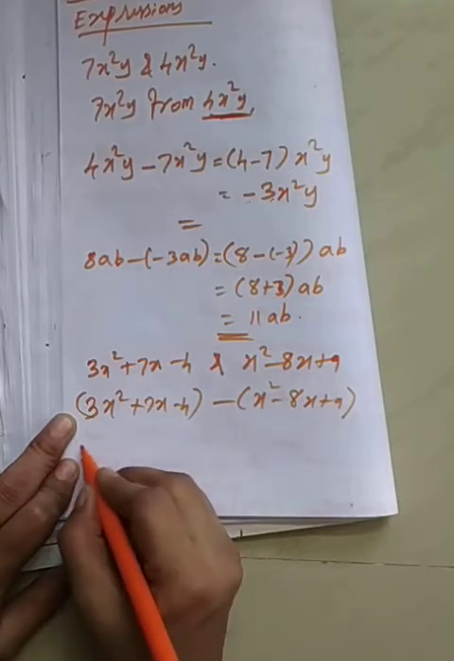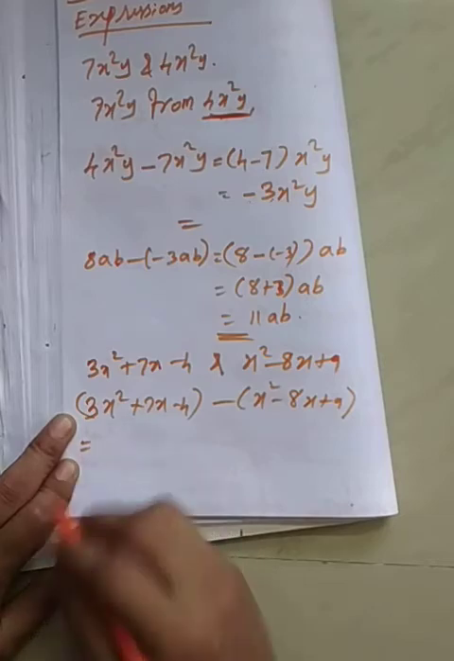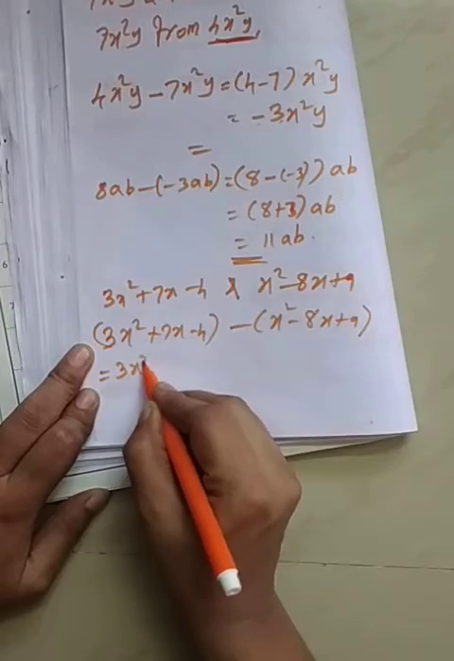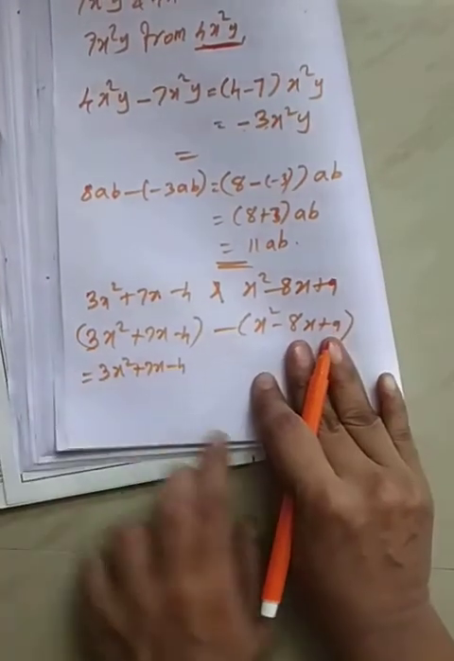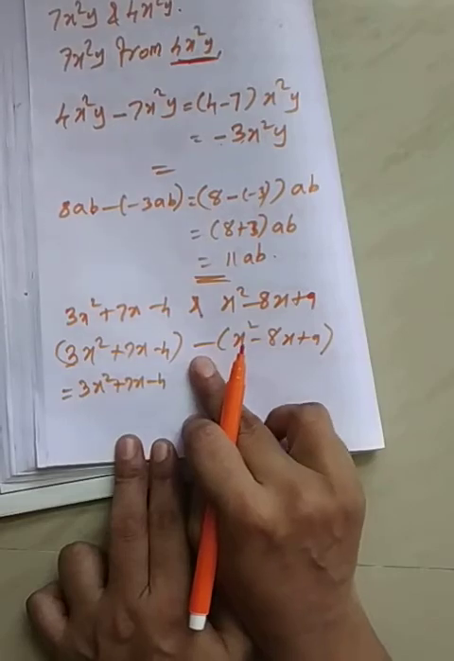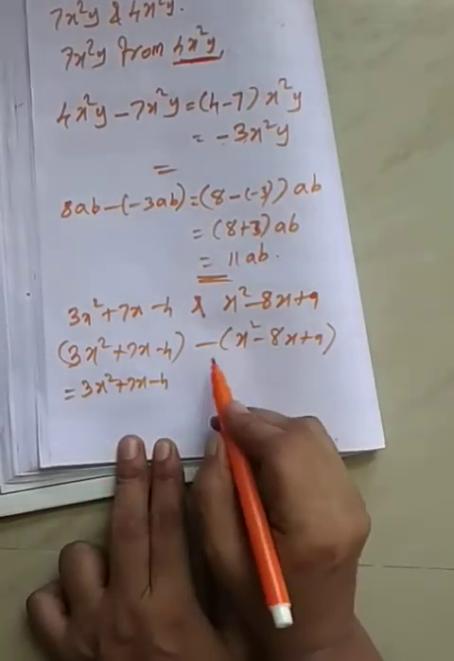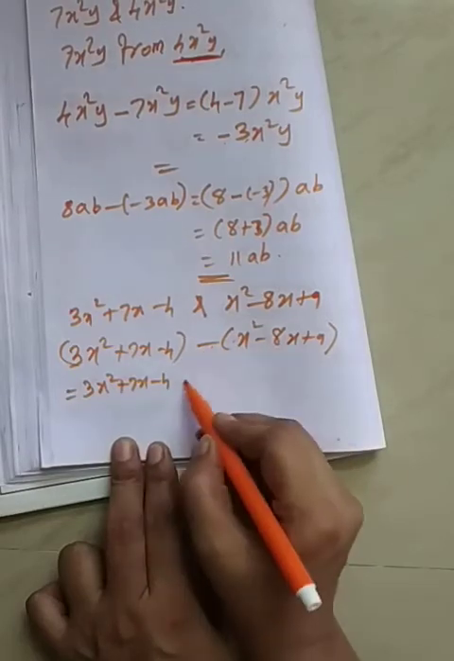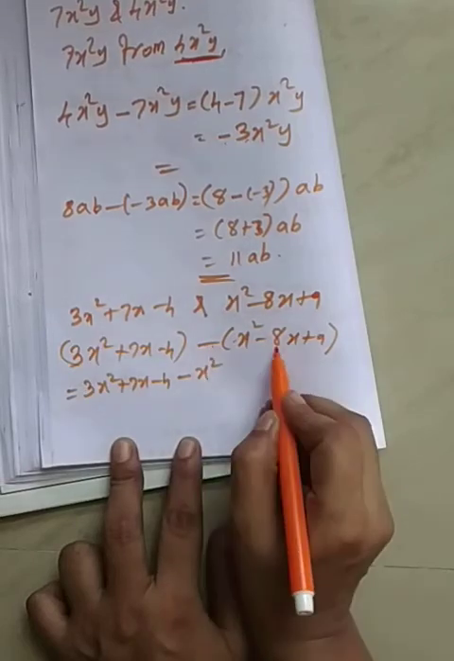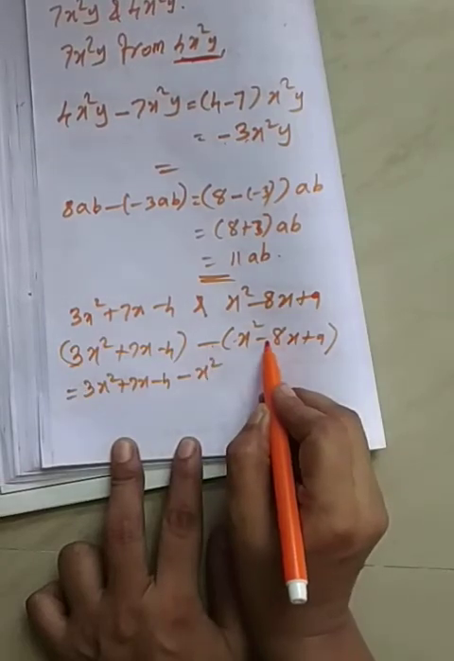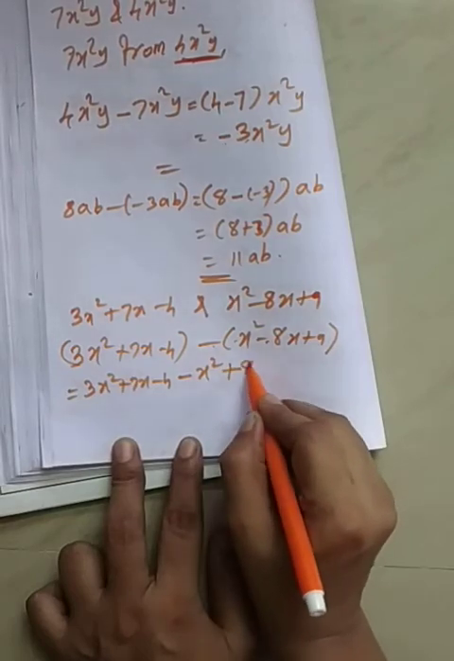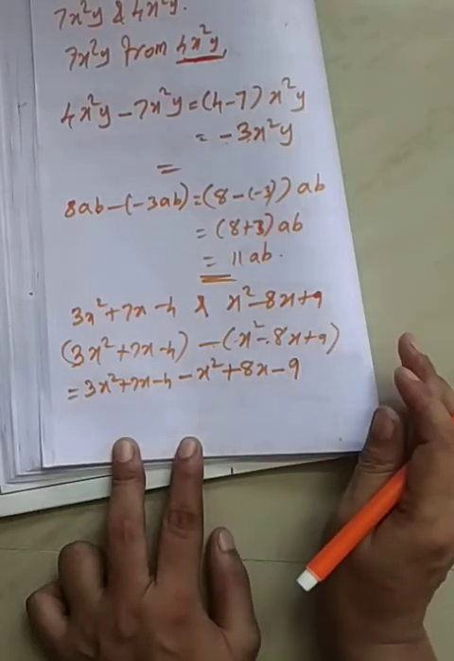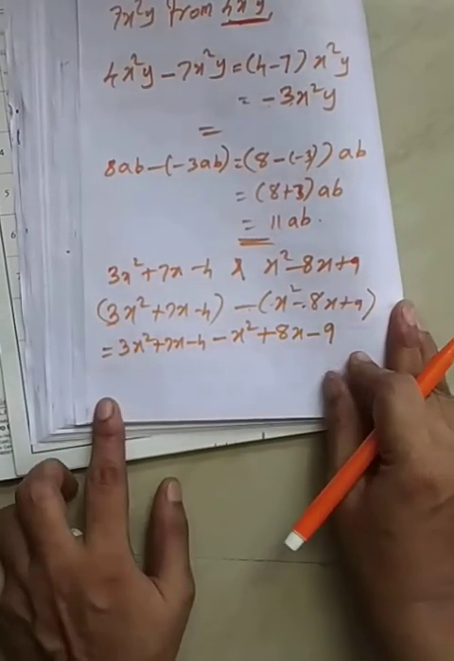After that you have to write, see in this one, the first expression you can directly write. After that, this minus you multiply inside the bracket. Okay, minus into here, what sign is the x squared? Plus. So plus into minus, minus x squared. This minus you have to take in front of this bracket, means minus into minus plus 8x, minus into plus minus 9. Everybody clear?